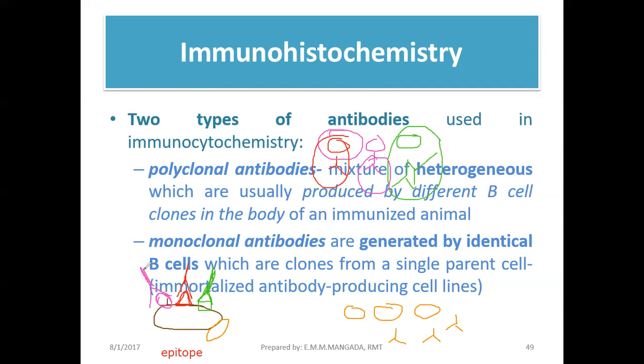So, nakita nyo, yung ating polyclonal antibodies, since they are coming from different B cells, they are heterogeneous. Which means that they can bind with any types of epitope found in your antigen. Anong ibig sabihin nun? Mamaya, ito naman. Dito muna tayo sa polyclonal. Sa monoclonal, I should say.